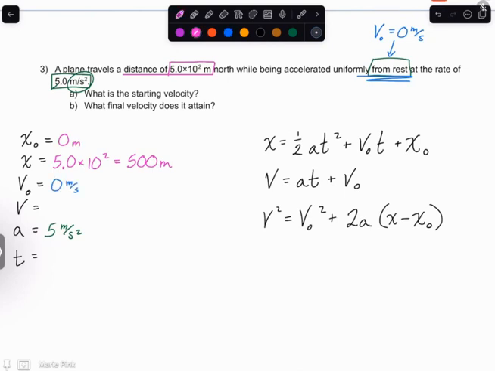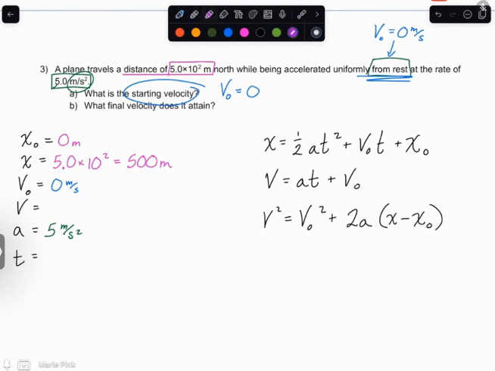And then it asks us, what is the starting velocity? Well, we just talked about what that means. Starting velocity is 0 because it says that it starts from rest. So that means my starting velocity is 0. I don't even need to do math for that. And then it says, what is the final velocity that it attains?